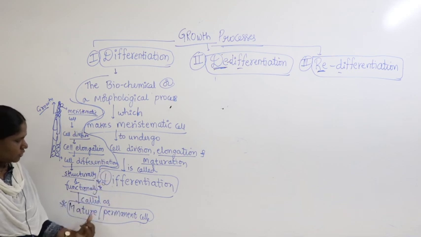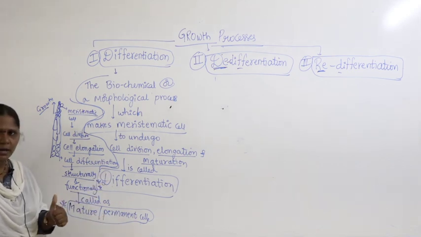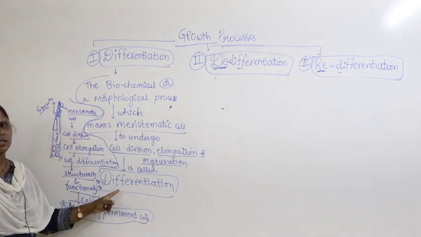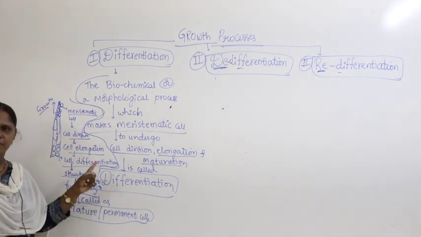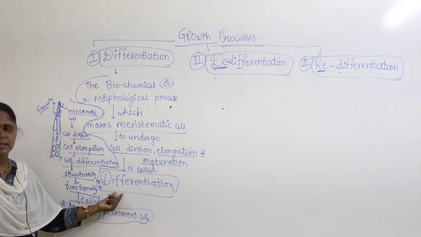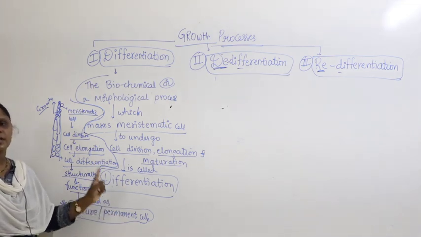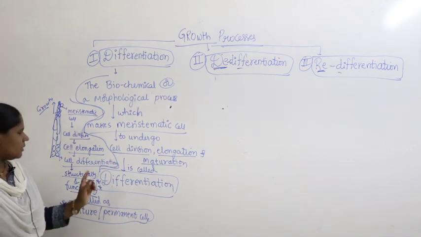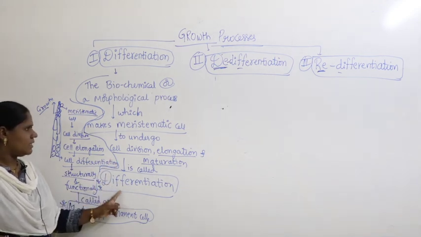The formation of mature cells and permanent cells from where? From meristematic cell, it's called differentiation. So we have discussed a number of times, people can understand very easily what is called differentiation. Now let us study some of the examples for differentiation.